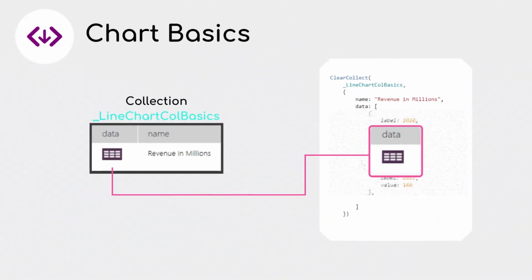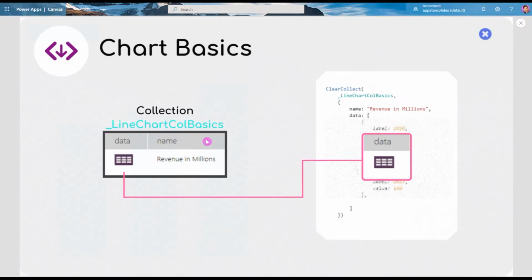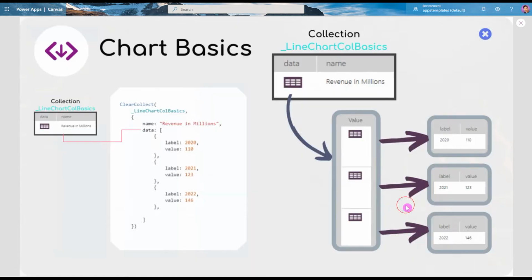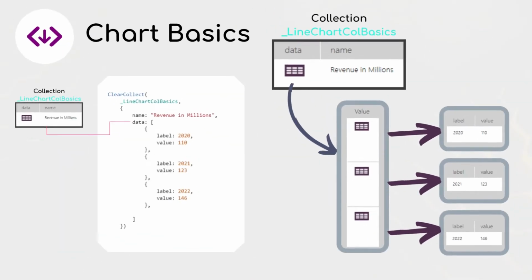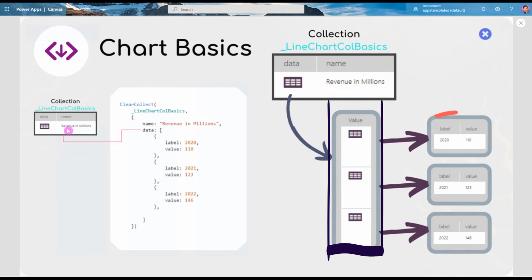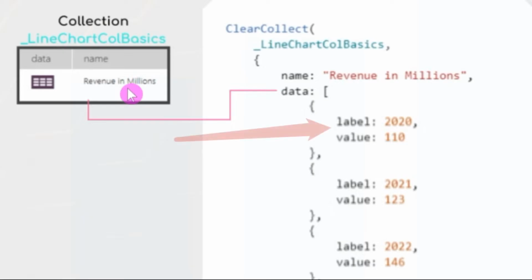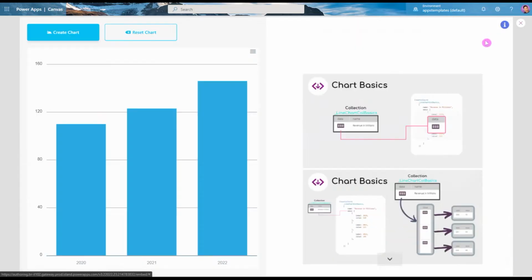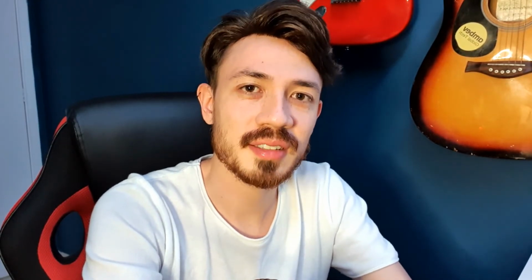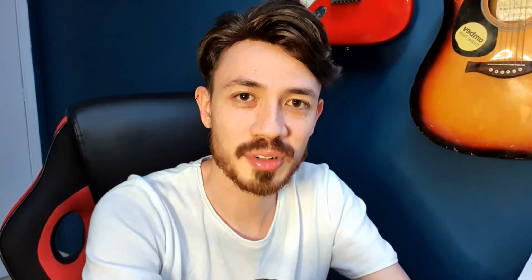Our collection uses two columns, data and name. Data is a table and name is the series name. Let's check what we have inside the data table. We have now an array that stores records containing label and value. Now that you know how to structure the data, let's see how we can leverage multiple data sources.